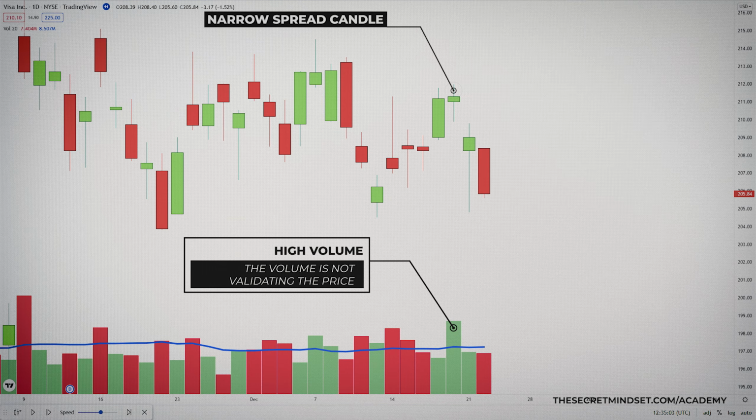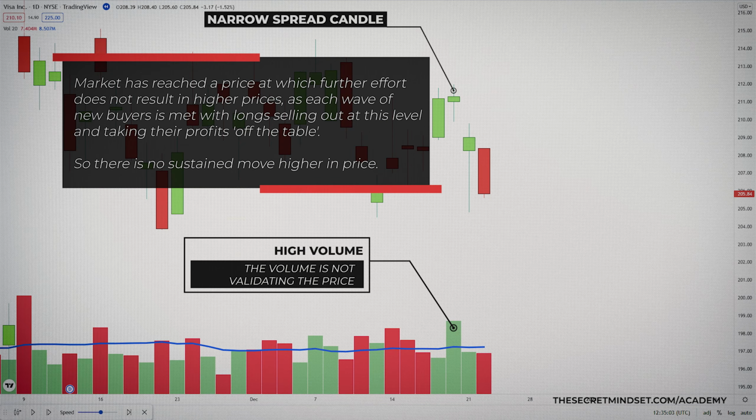What is actually happening is that the market has reached a price at which further effort doesn't result in higher prices, as each wave of new buyers is met with longs selling out at this level and taking their profits off the table. So there is no sustained move higher in price. In other words, what this combination of price and volume is revealing is weakness in the market.